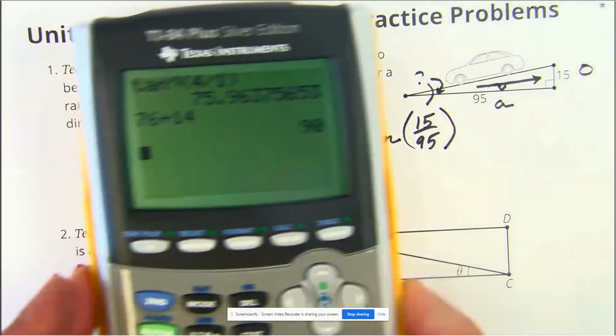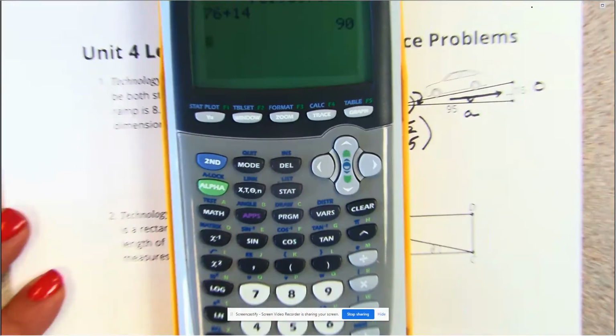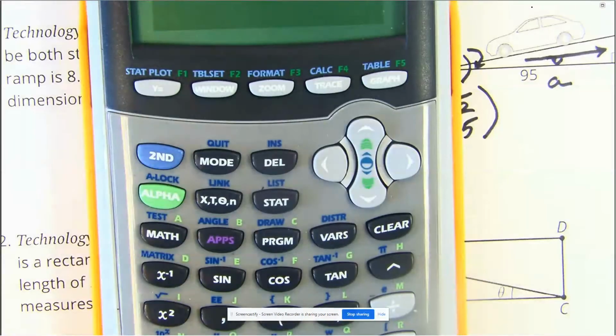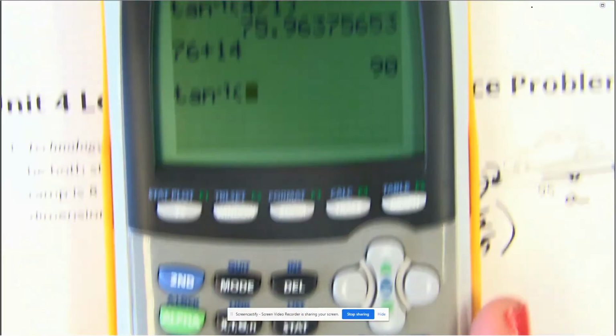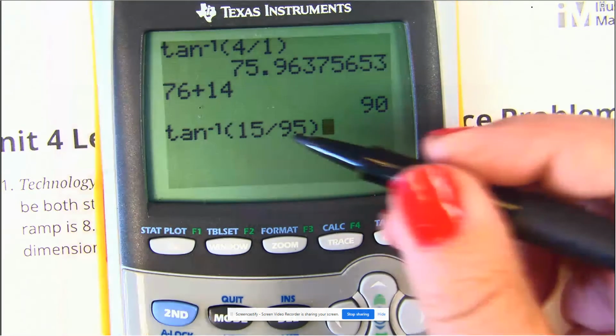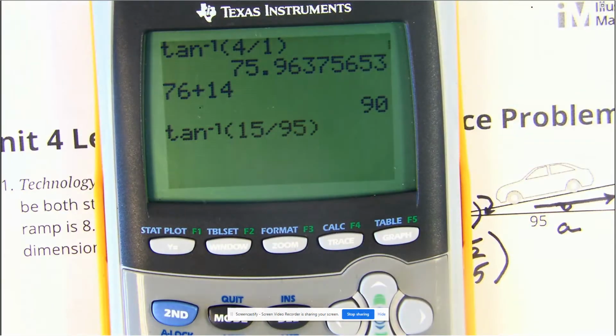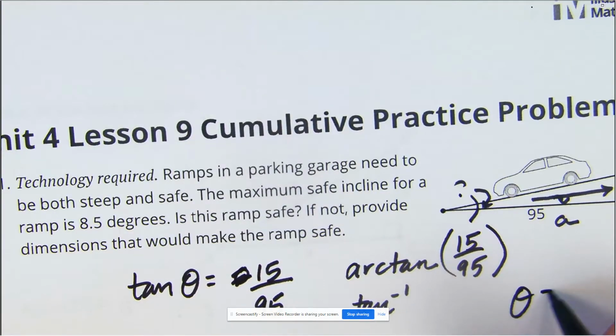On this calculator, it's tan to the -1. That means inverse tangent. You can see it right here above the regular tangent button. So second tangent of 15 divided by 95. Basically what this is saying is, hey, calculator, tell me what angle has an opposite over an adjacent of 15 divided by 95. And the calculator says, hey, about 8.97 degrees. So that missing angle was 8.97 degrees.